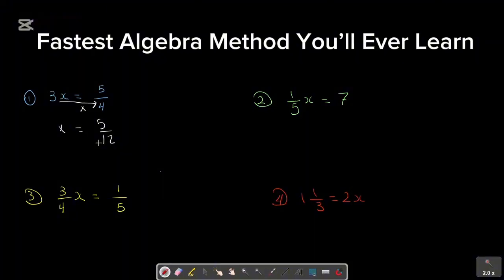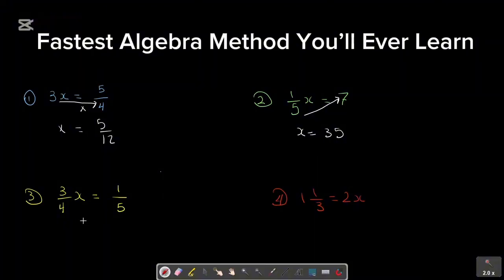Next one, same idea. Cross the 5 to the 7. So x equals 35. You're just moving numbers across and multiplying. When the number crosses, if it's on the bottom, it goes to the top. If it's on the top and it crosses the equal sign, it goes to the bottom.